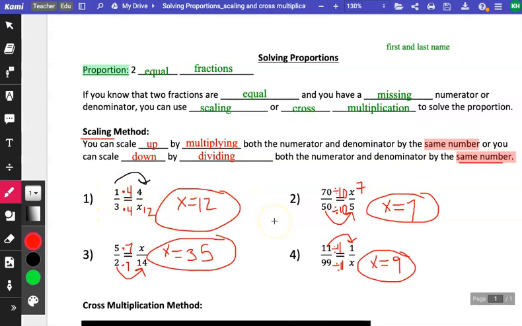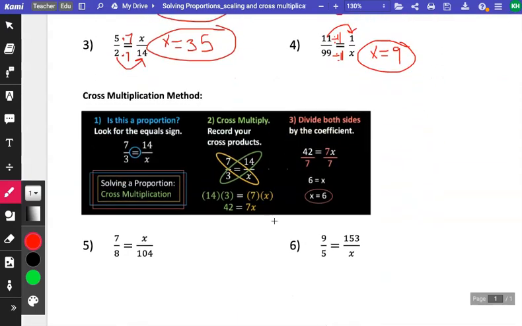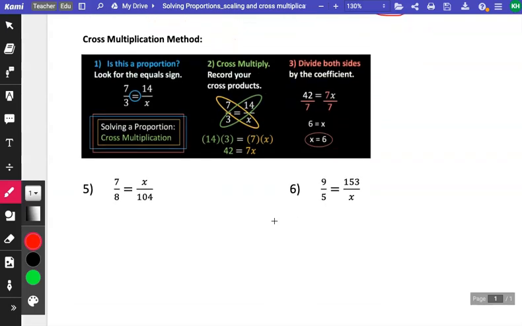So now that we've used the scaling method to solve proportions, now we're going to use the cross multiplication method. And we only have 2 examples here on our notes. Step 1 for using the cross multiplication method is to make sure it's a proportion. So we have an equal sign, we have a missing variable, so we can apply cross multiplication.